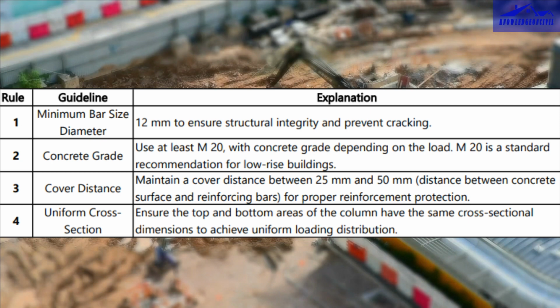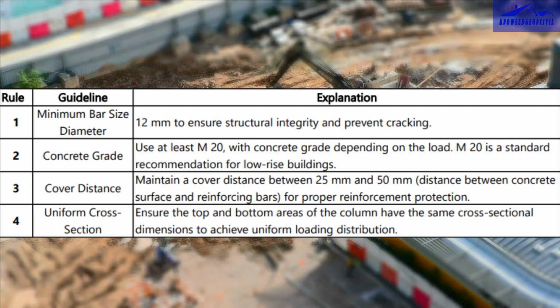Now, let's talk about the rules you need to consider when designing columns. It's not just about choosing a shape, there are specific guidelines. Rule 1. The minimum bar size diameter is 12 mm. This ensures structural integrity and prevents cracking. Rule 2. Use a concrete grade of at least M20. The concrete grade depends on the load, and M20 is a standard recommendation for low-rise buildings.